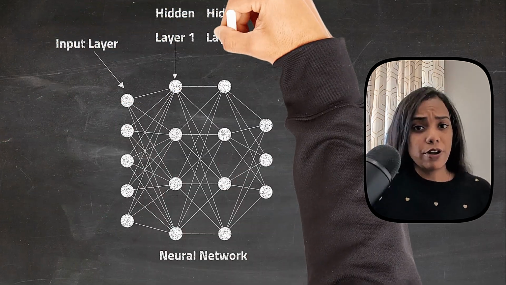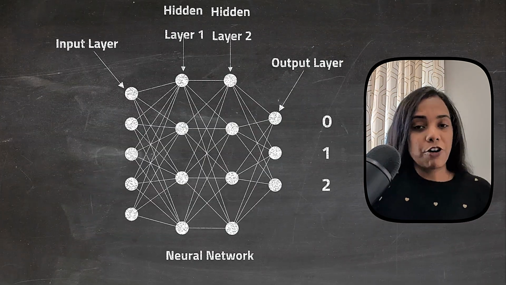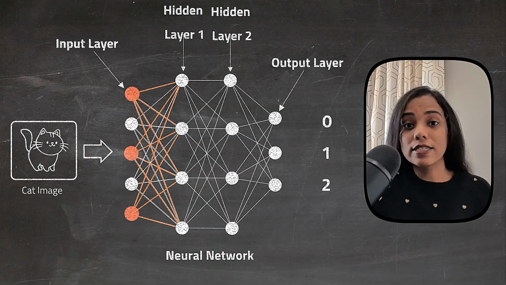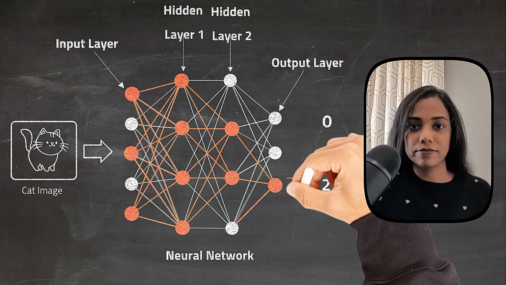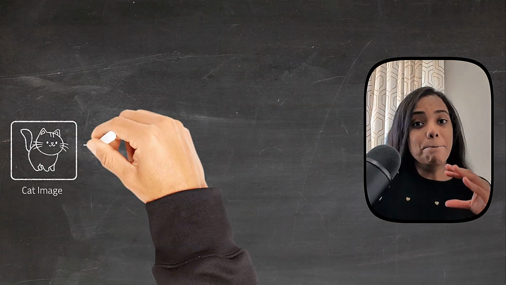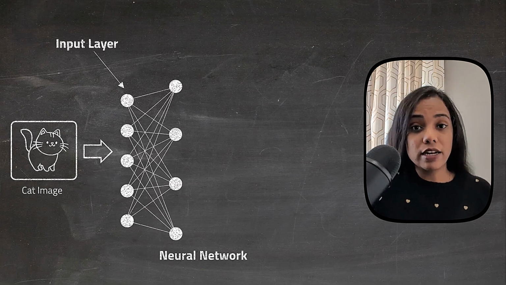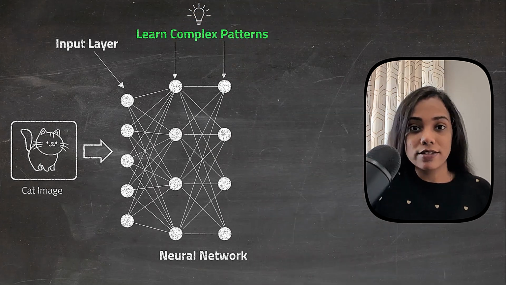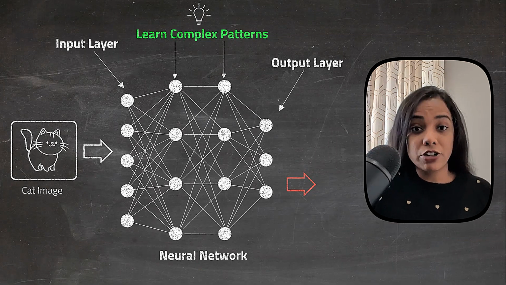Think of each neuron as a tiny decision maker, which processes incoming information and passes along what it thinks is important to the next set of neurons. By stacking many of these neurons and letting them talk to each other, the network can learn complex patterns, like recognizing a cat's face in a photo or spotting grammatical structures in a sentence.